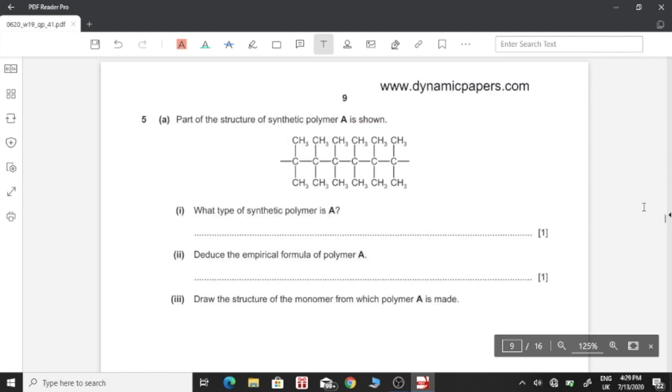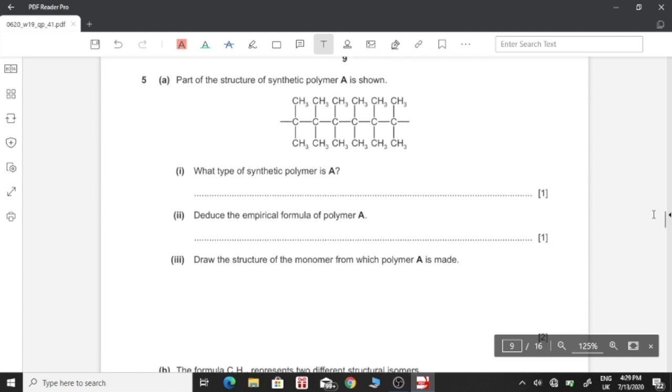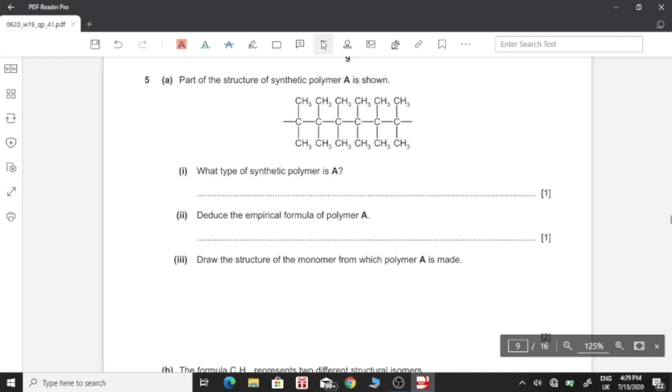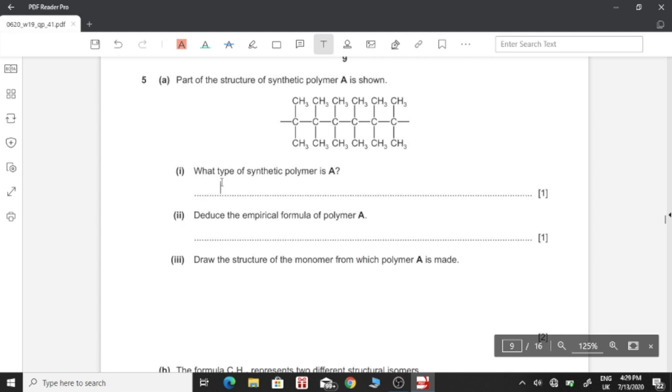Okay, moving on to question number 5a. Part of the structure of synthetic polymer A is shown. 1. What type of synthetic polymer is A? Since we can see over here the monomer unit is repeated, this means we have the polymer from addition polymerization. So this is an addition polymer.